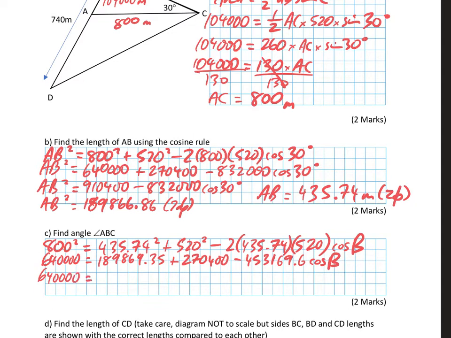I'm going to show all these steps here. 460,269.35. Take 453,169.6 cos B. I want to get this by itself, so I'm going to take 460,269.35 from 640 grand.